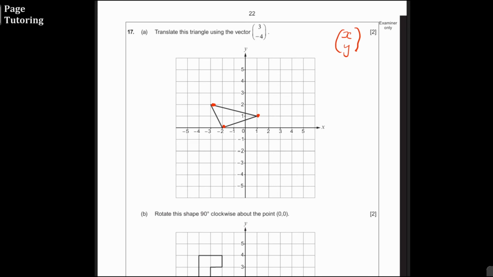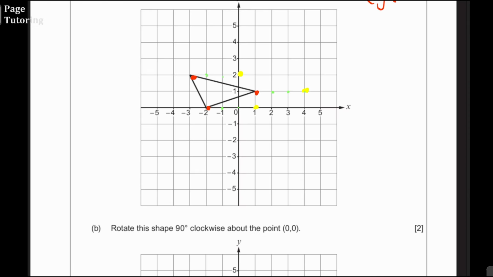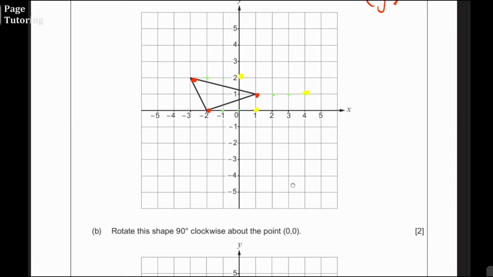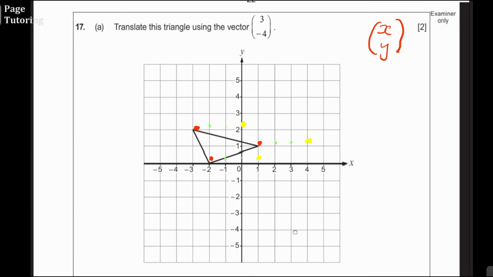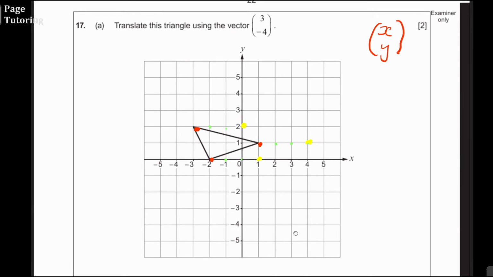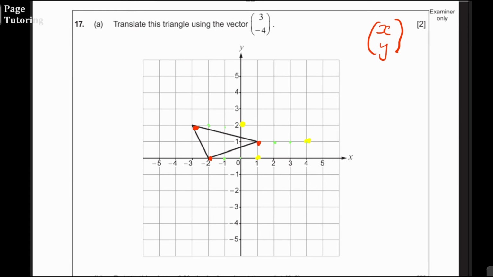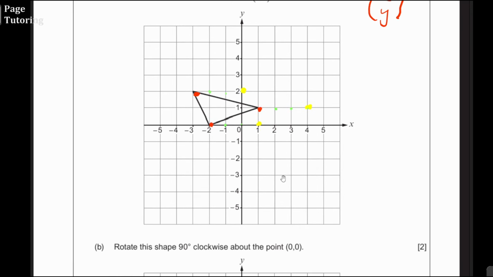So we'll start with the x direction first. I'll write this in green. So 1, 2, 3. So the new point, and I'll put that in yellow, will be here. And we'll do that for each one. Okay, so that's if we were just translating in the x direction. But we're also translating in the y direction, and we're going to move -4. So we're going to move 4 down in the y direction.